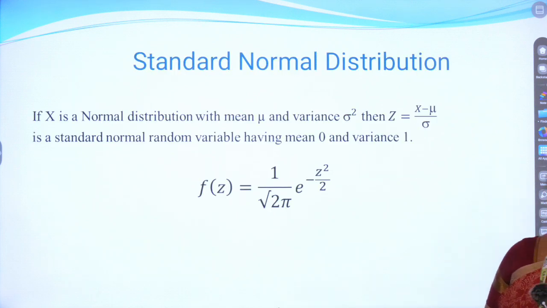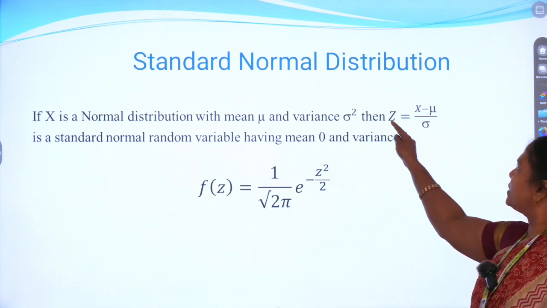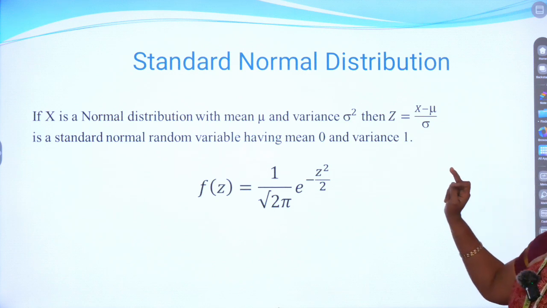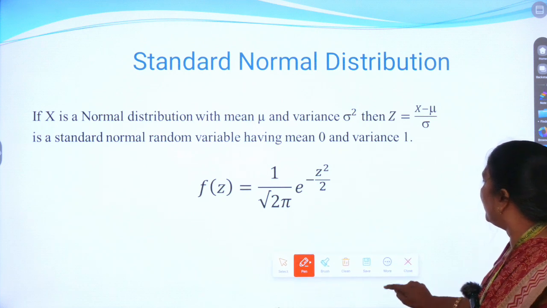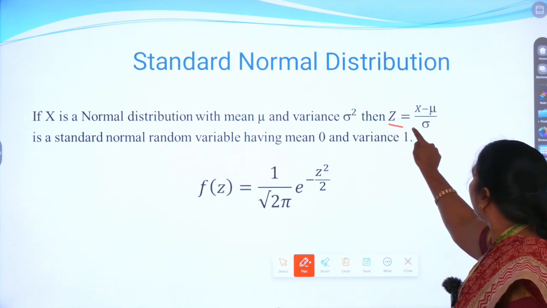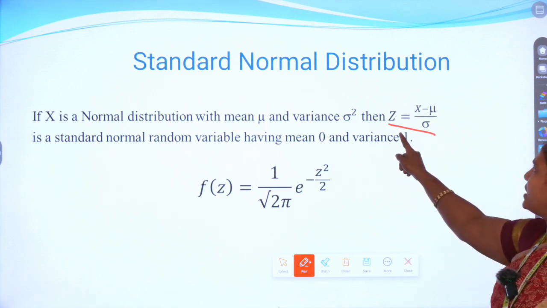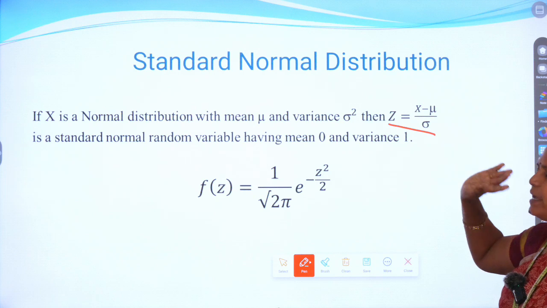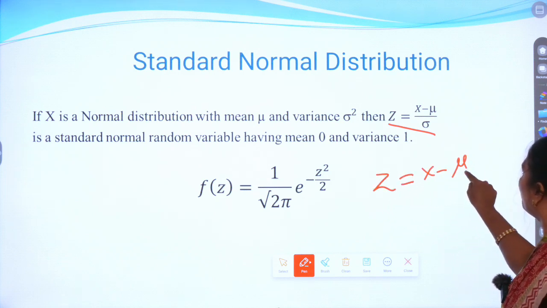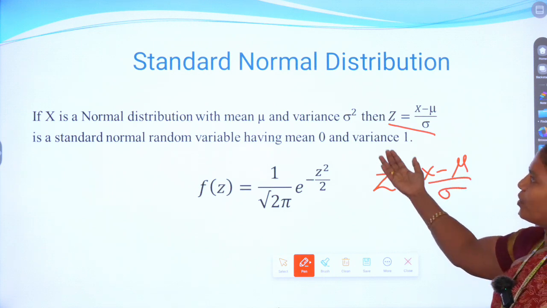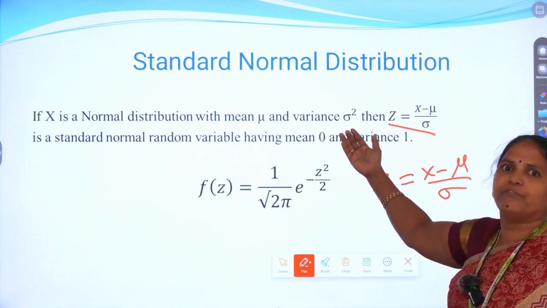So next we are going to transform the normal distribution into standard normal distribution by substituting z. We are going to take z is equal to x minus mu by sigma. If we take this, the normal distribution is transformed into standard normal distribution with mean 0 and variance 1.